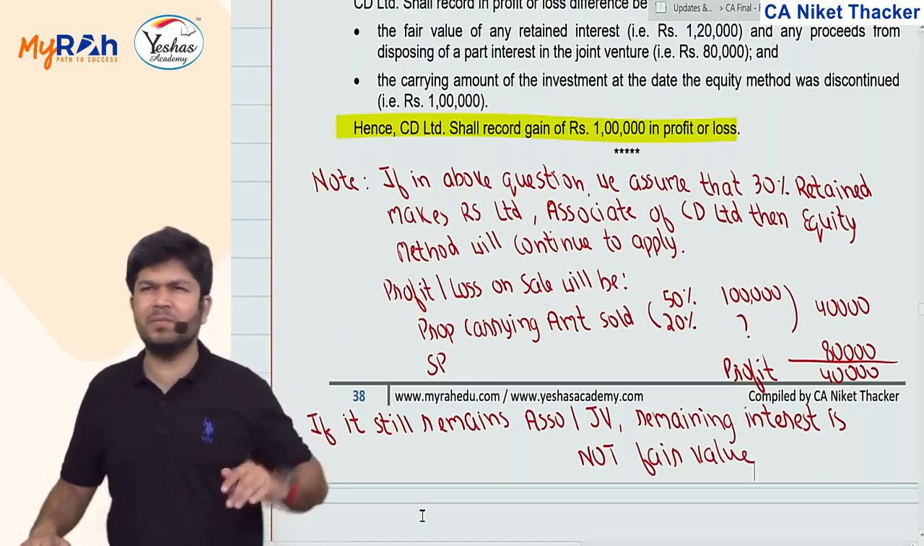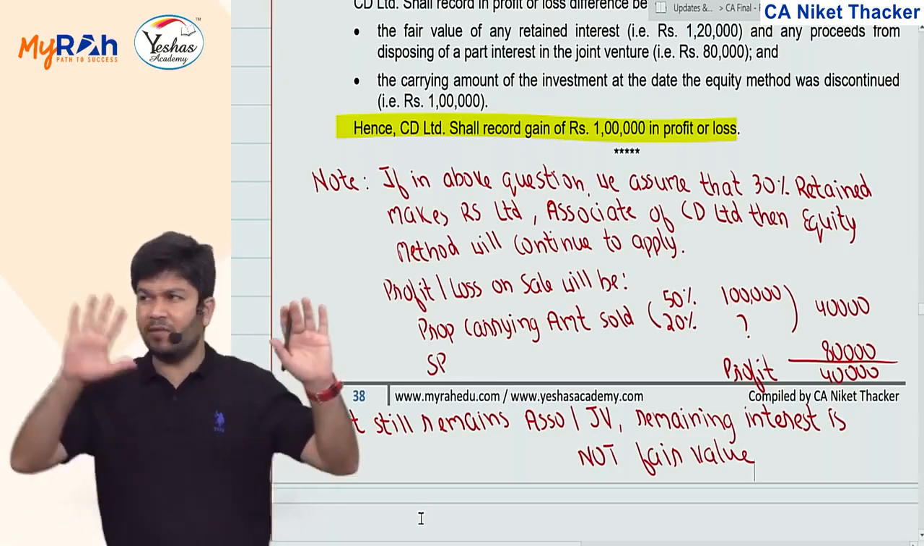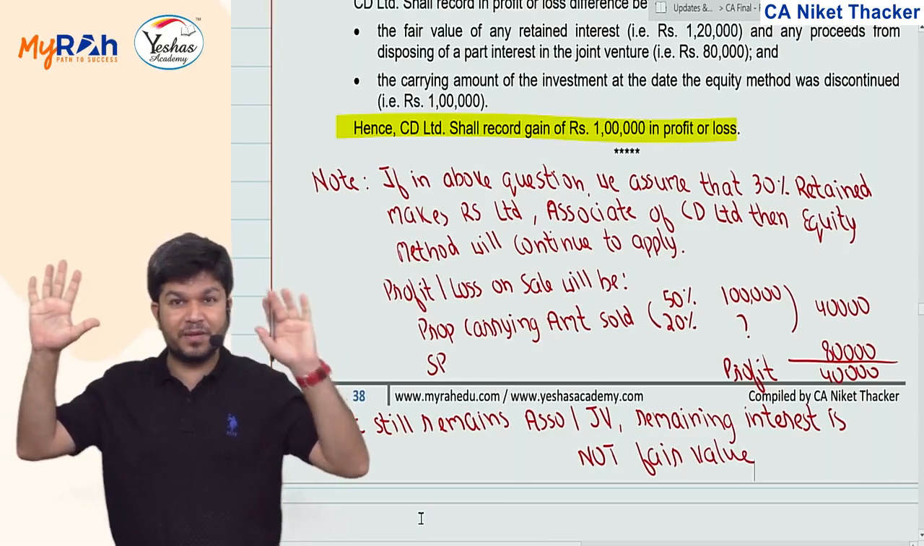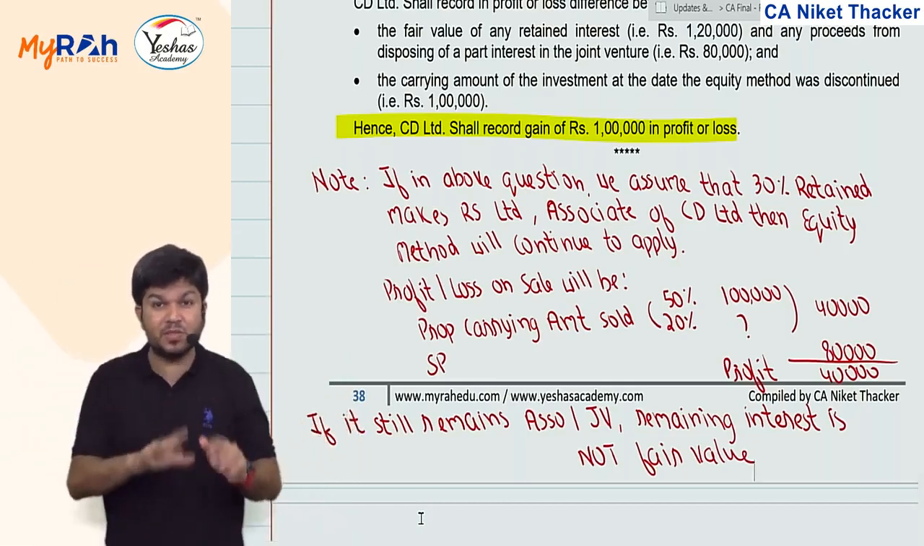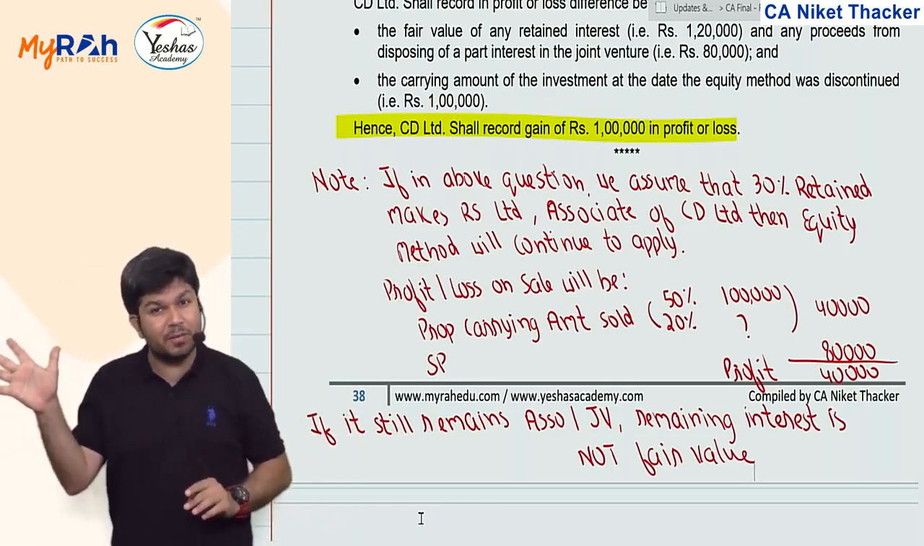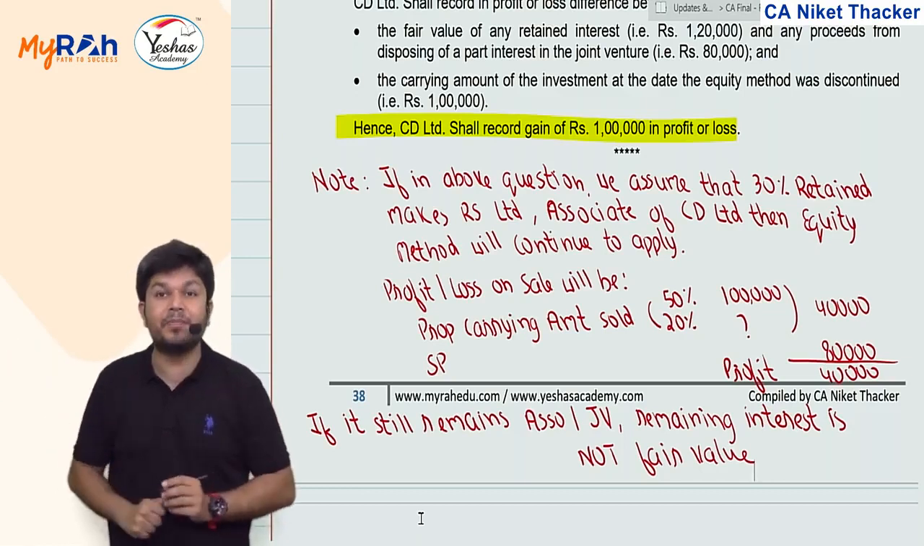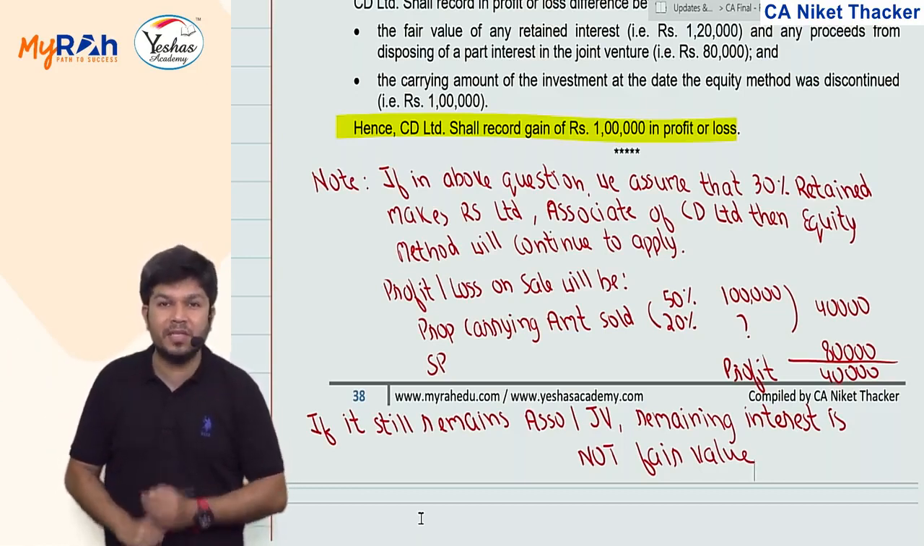So 50 में से 20% sold. 50 का value in books is 1 lakh. 50% is 1 lakh, 20% sold. So 40,000 carrying amount sold for 80. Profit is 40.